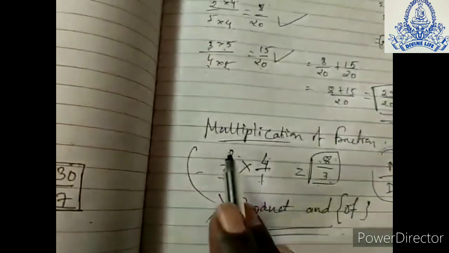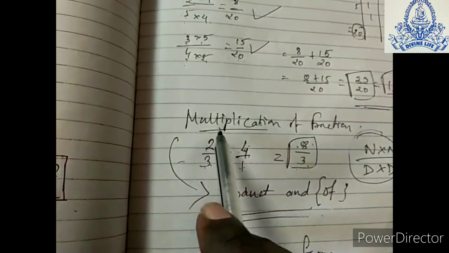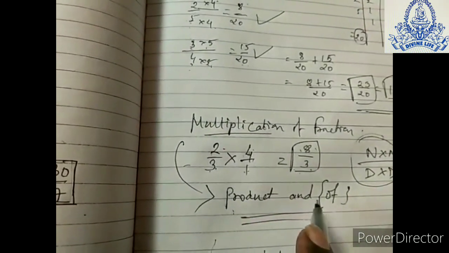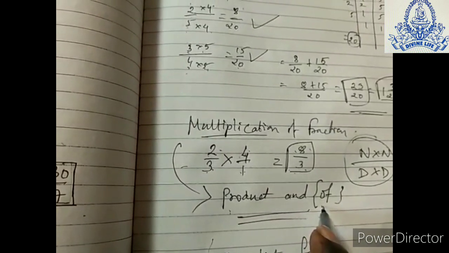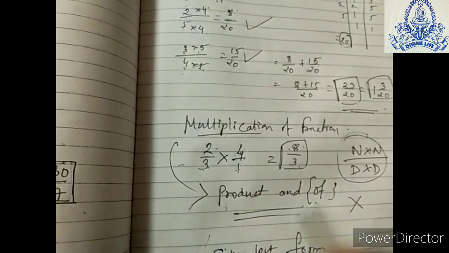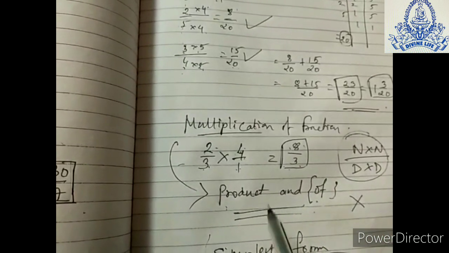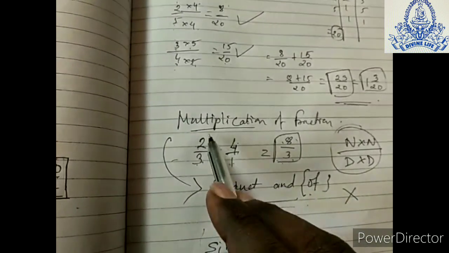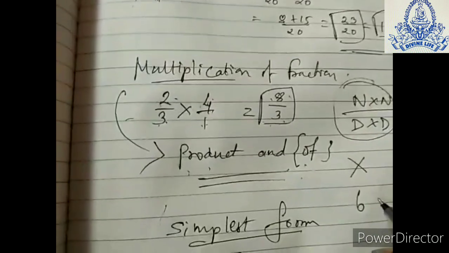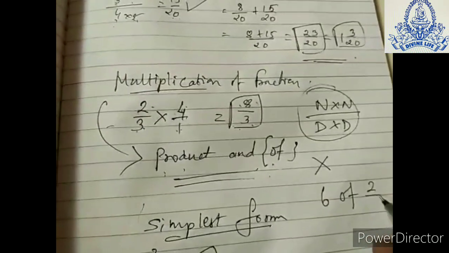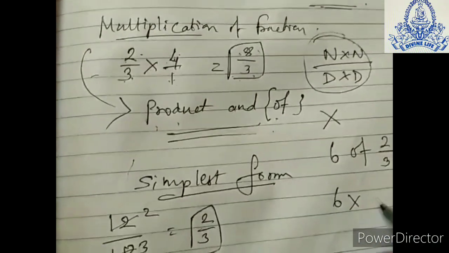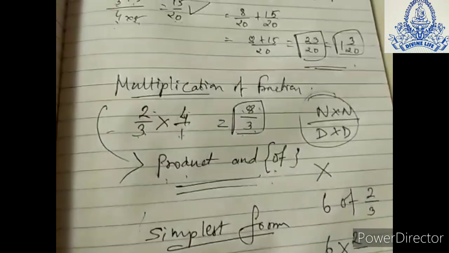Now one another important thing, children, I want to tell you. In place of multiplication, they will write in the question product or of. That means you should understand that they are talking about multiplying. You have to multiply the numbers. You have to remember that. Product also means multiplication. Suppose we are given 6 of 2 upon 3. That means they are telling us to multiply 6 by 2 upon 3.